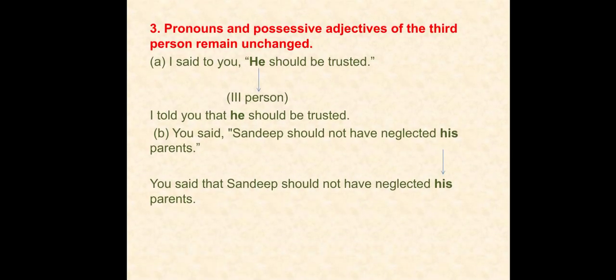Now, third rule: pronouns and possessive adjectives of the third person remain unchanged. Right? So, examples are here. I said to you, he should be trusted. He is a third person, so we'll write like this: I told you that he should be trusted.